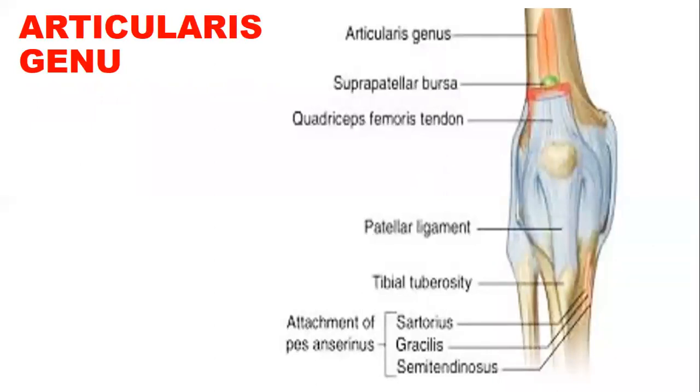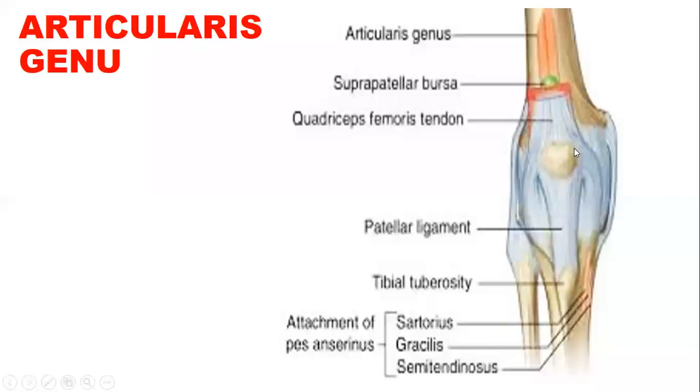Again, look at this picture. See more details of the insertion. This is the main tendon of the quadriceps femoris, called the quadriceps femoris tendon. Where is it inserted mainly? It is mainly inserted into the patella. So this is the area of the patella, the anterior aspect of the patella. The fibers from the different parts are inserted into the patella.